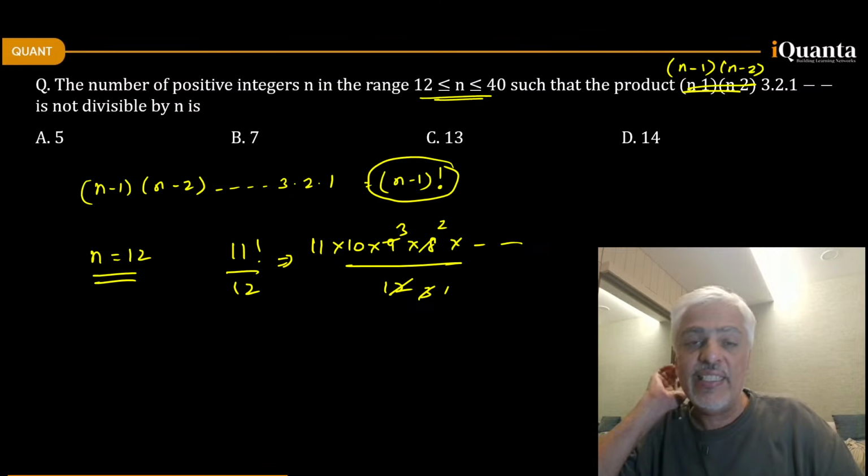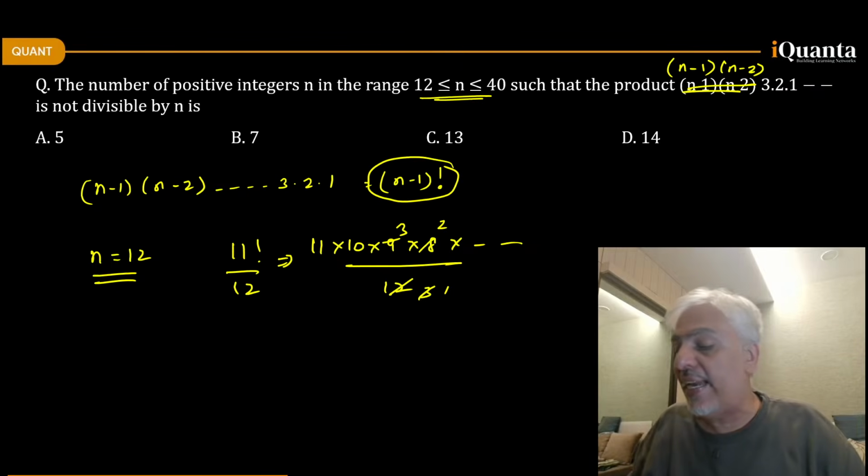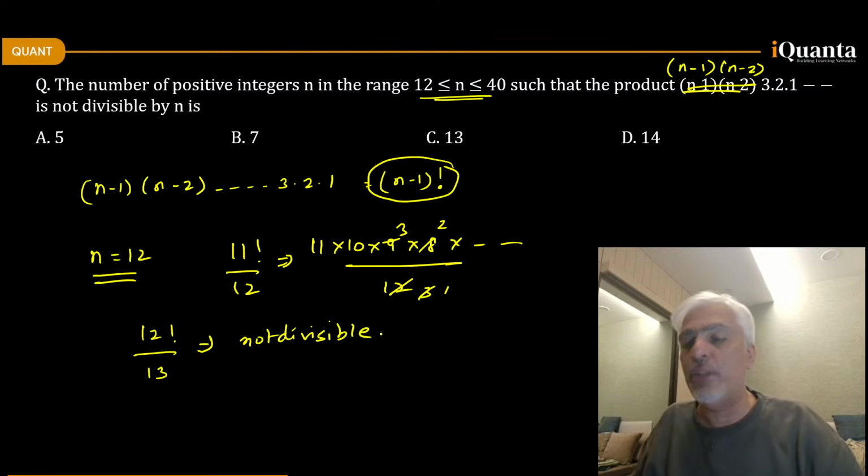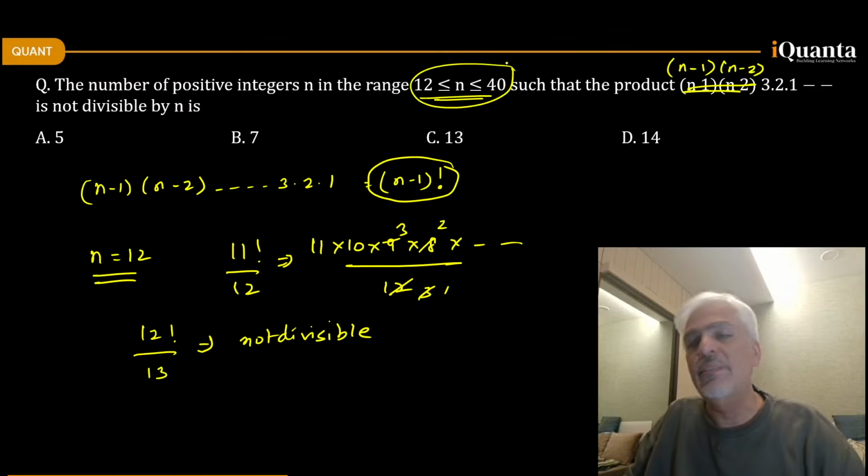They are asking when is it not divisible. So it will not be divisible when n is a prime number. Because if I do 12 factorial divided by 13, it is not divisible. Which means we have to get all prime numbers in this range. After that, it's a very simple question.